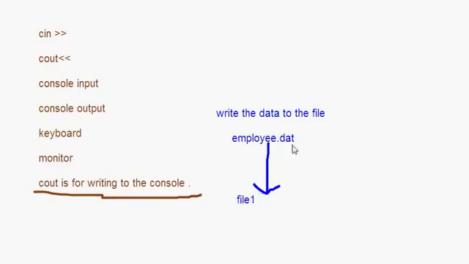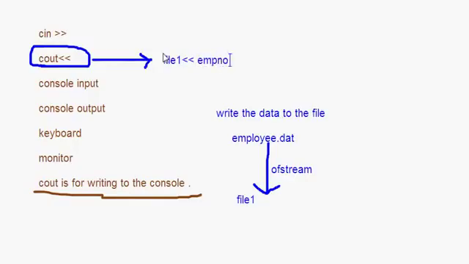File1 is associated with employee.dat through the ofstream. Now, in the same way, instead of using cout, I'm going to use something like this. See, file1 is the object that is associated with the output stream. Now the operator for writing is these two less than signs, and then we will write emp number like this.